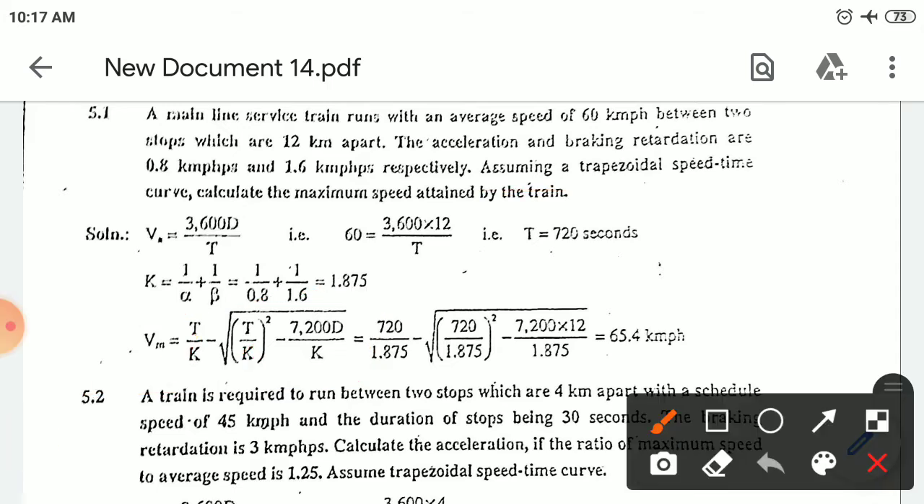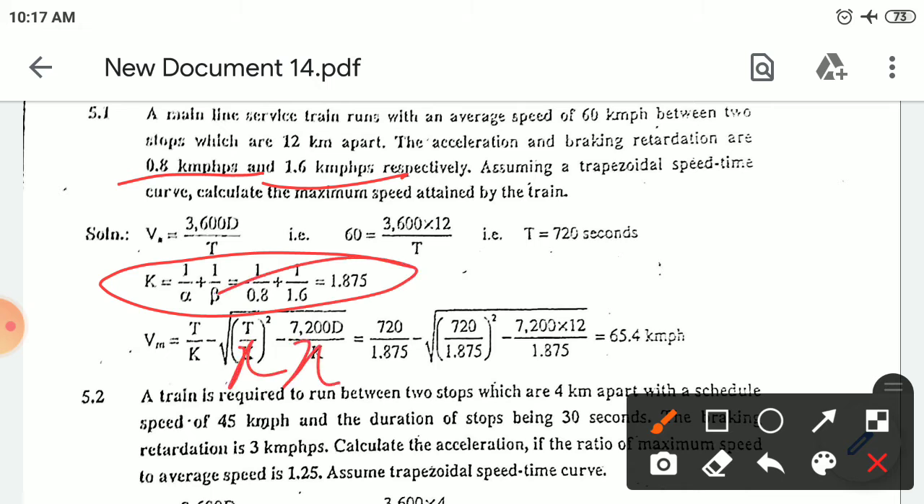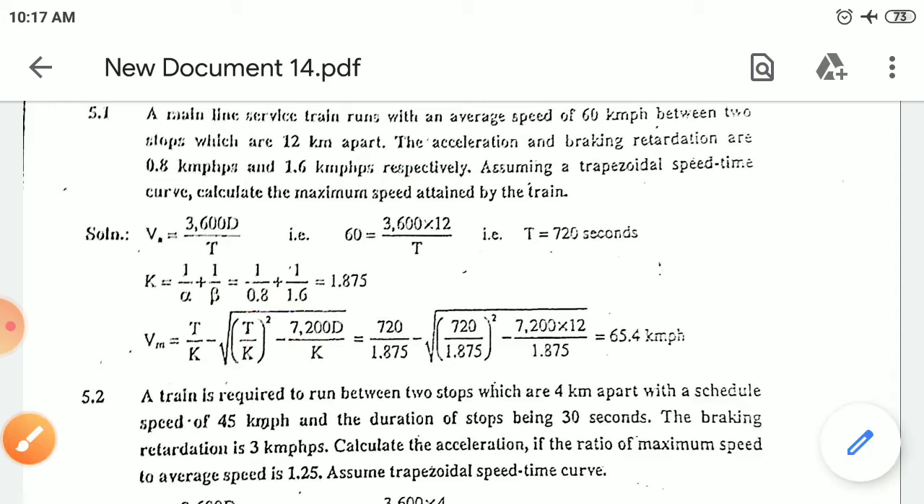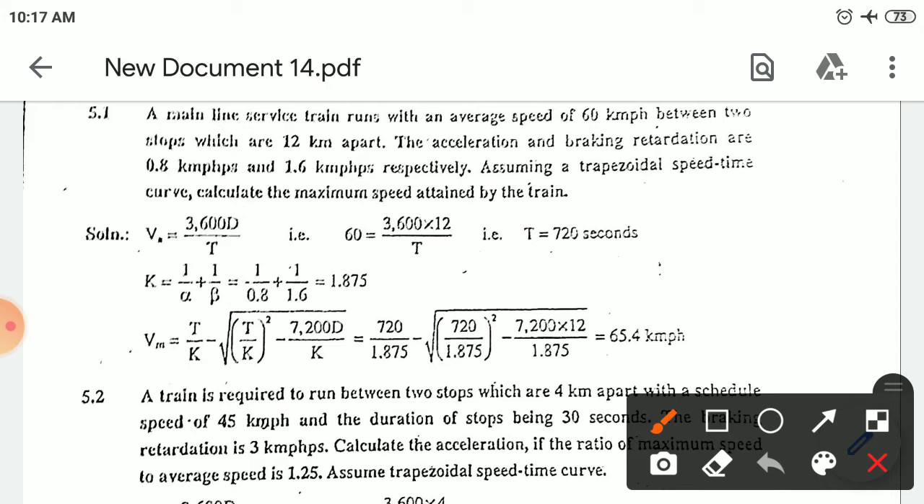T is not known. X is 1 by alpha, alpha is given, beta is given, so you can calculate the X value, or K value, no problem. Then D, the distance, is given. Everything is given, right? So first you have to find out the T value here.